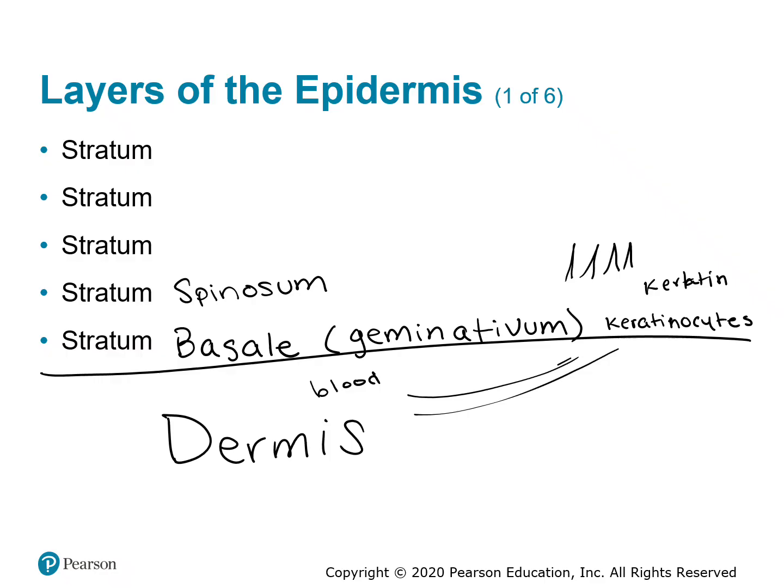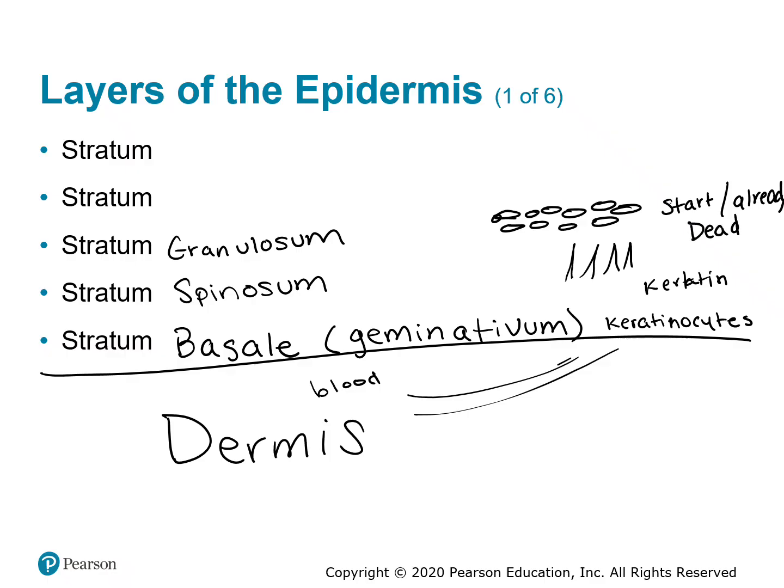Then we get into stratum granulosum. Stratum granulosum is named because the cells start to look a little granule. They look a little grainy. At this point, most of your keratinocytes are starting to die. They are starting to, if not already, dead.